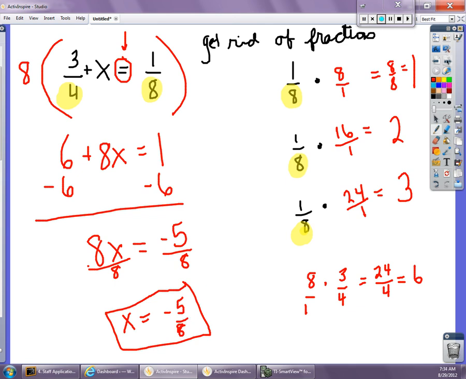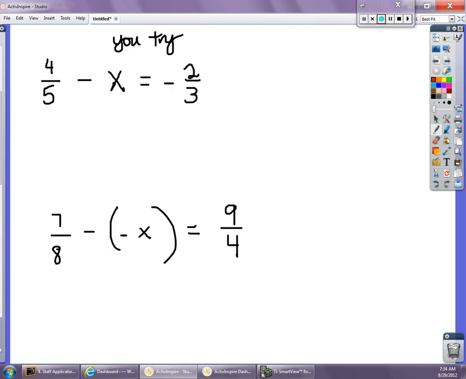So those are the 3 ways to do it. Now I want you to try. Try this one without getting rid of the fraction, and try this one by getting rid of the fraction. And I'm going to pause the video so that you can do these problems.